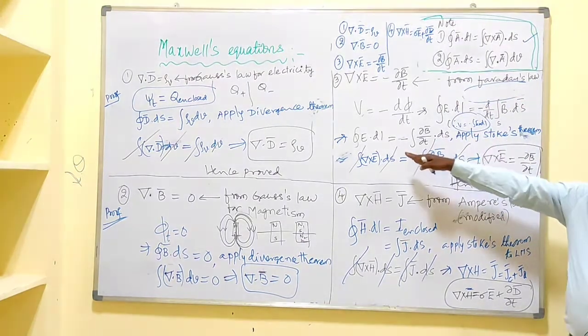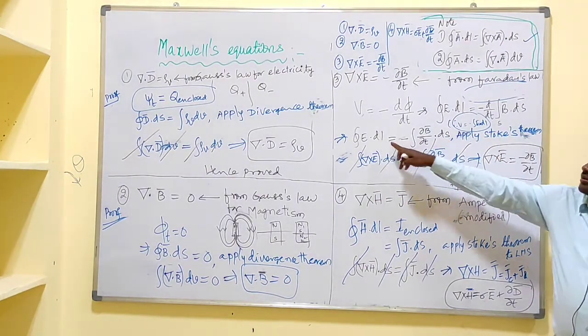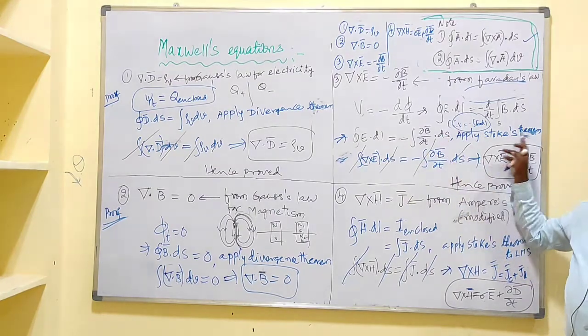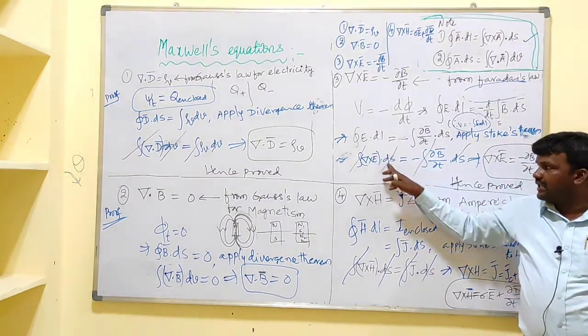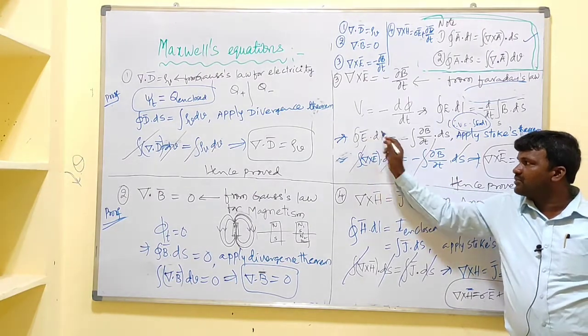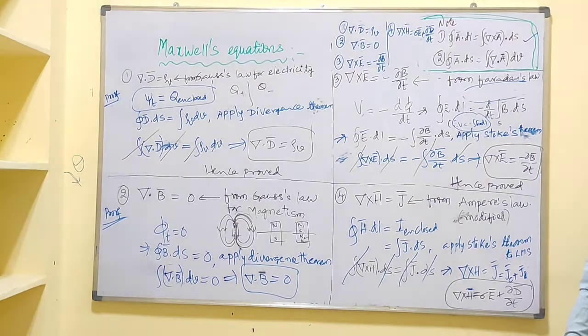Apply Stokes theorem for this one. Here I have closed line integral, surface integral. Closed line can define what? Open surface. Apply Stokes theorem to convert closed line integral into surface integral. This closed line integral becomes surface integral, and vector becomes what? Curl of that vector. After simplification, you will get what? Del cross E equal to minus dou B by dou T.